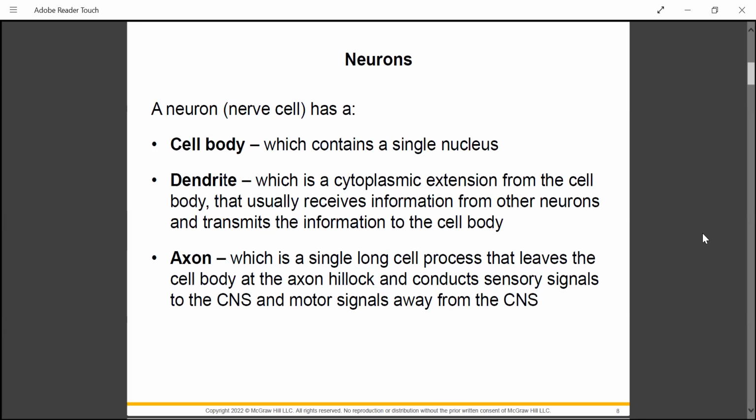So the neuron itself, in terms of the anatomy of a neuron, we have a cell body, which is also called a soma. This is going to be a single nucleus, not multinucleated like some of our muscle cells, but just a single nucleus. We have dendrites that are branches off of our cell body, and this is how our neuron is going to receive information from other neurons. And then our axon is typically just a single long process that's leaving the cell body and that's going to conduct signals to the CNS if they're sensory and away from the CNS if they're motor.